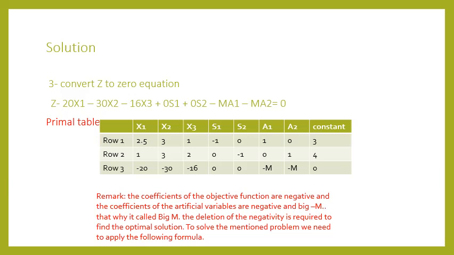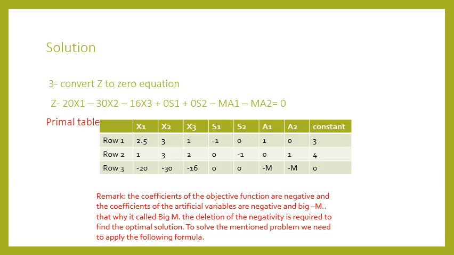Also 1 is the coefficient of x1 in constraint 2, then 3, 2, 0, negative 1, 0, 1, 4 respectively. Negative 20, negative 30, negative 16, 0, 0, and negative M are the coefficients of z. Check the zero equation of z, the zero equation of the objective function.